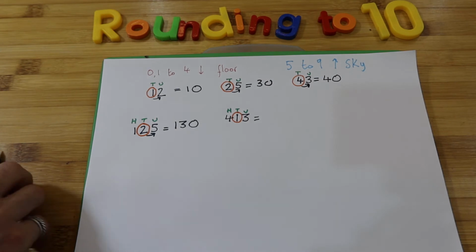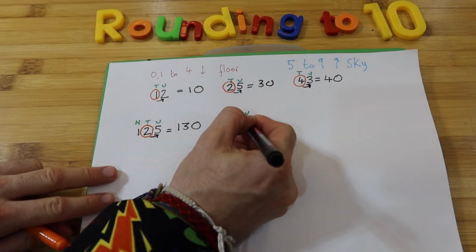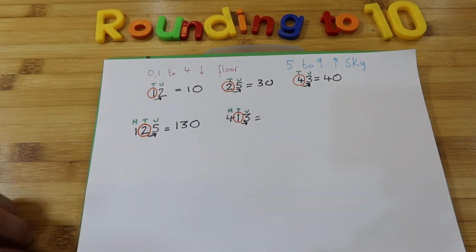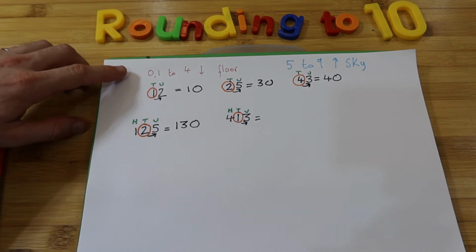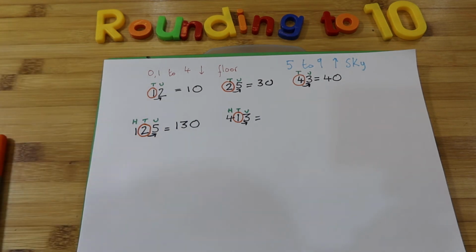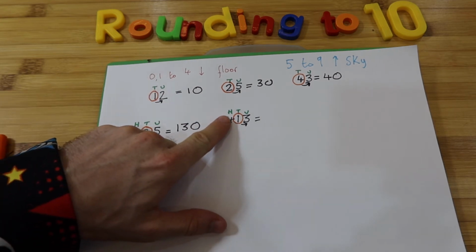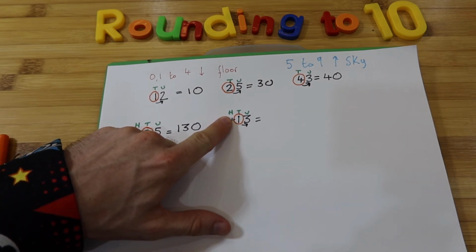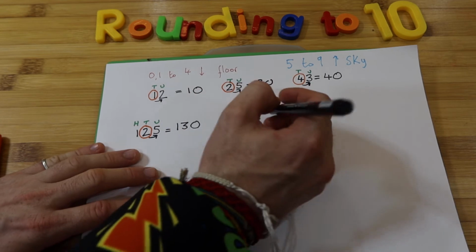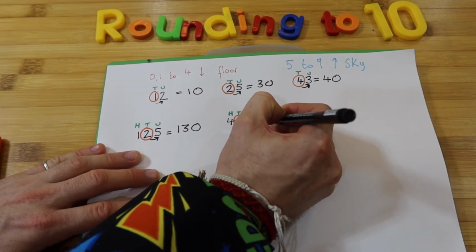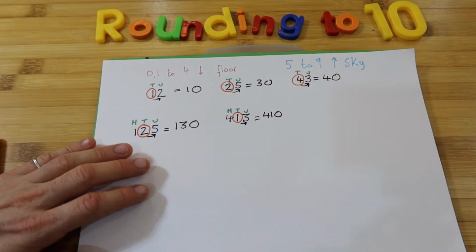We're now going to look at the number next door, which is the unit. Okay, so it's a 3. So remember that, right? If the numbers are 0, 1 to 4, we round down to the floor. 5 to 9, we round up to the sky. Now it's a 3, so we're going to round down. So let's not look at the 100 at the moment. If it was 13, what would that be? If we round it down to nearest 10, it would be 10, but it would be 410. Easy peasy, lemon squeezy.